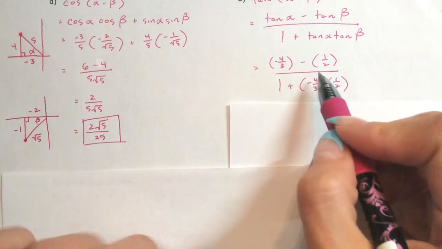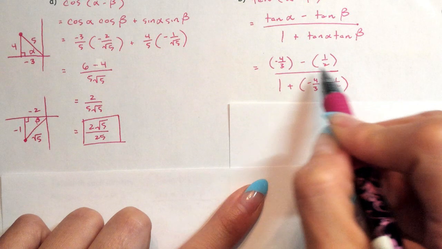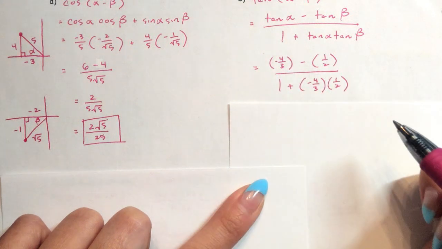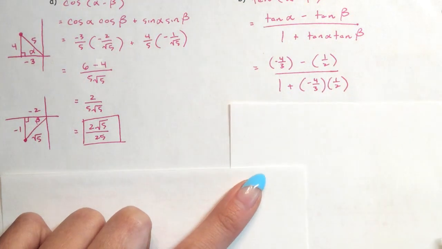And, oh, how do we keep going? Well, we need common denominators here so that we can subtract it. And then this one we just multiply. So, oh, I didn't finish.